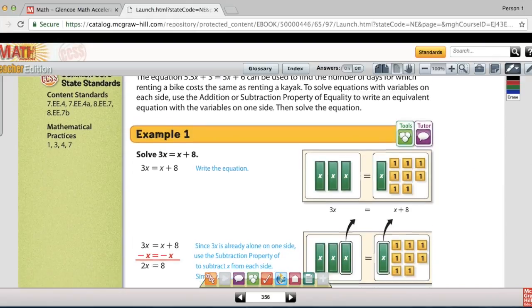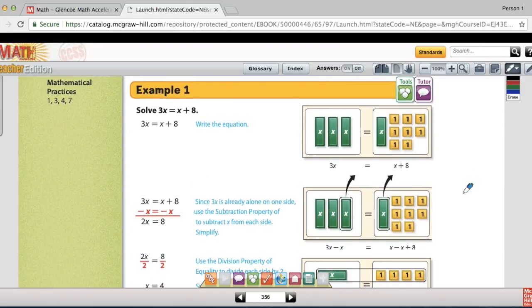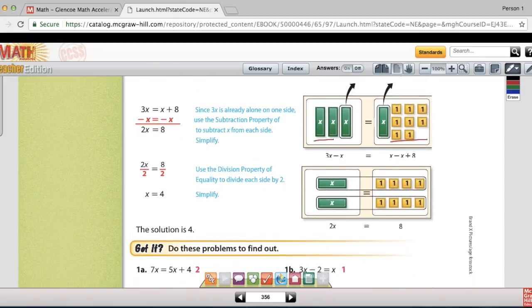So a couple ways to do this type of a problem is to show it with tiles. And this just shows 3 x's on the left-hand side. There's the 3 x's. There's 1 x on the right side, and there's 8 1's. And if we get rid of this one, if we take away one of those from both sides, we are left with 2 x's on the left and then the 8. And then we can find out what 1x is by dividing by 2.